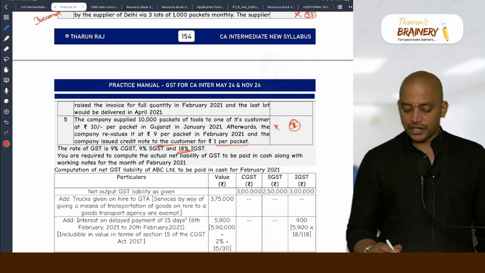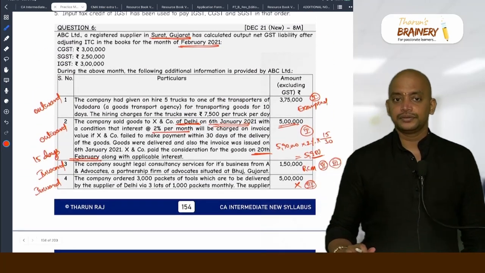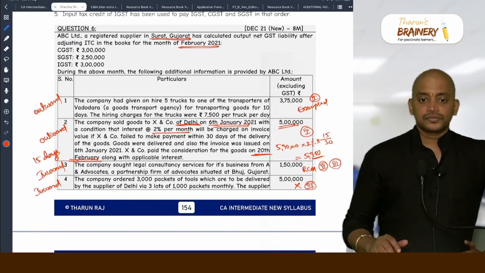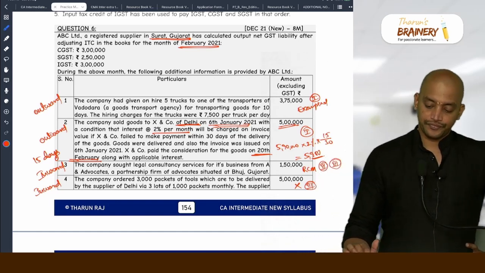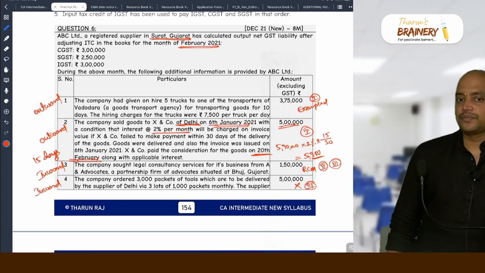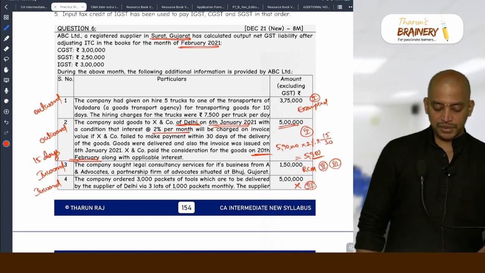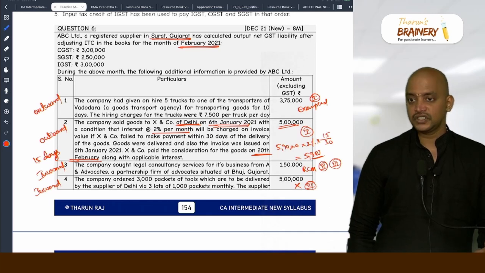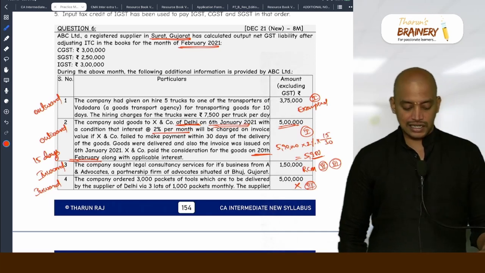You are required to compute the actual net liability of GST to be paid in cash along with the working notes. Can we do? Yes? So, start. First, statement 1, computation of gross GST payable. Particulars, value, CGST, SGST, IGST.